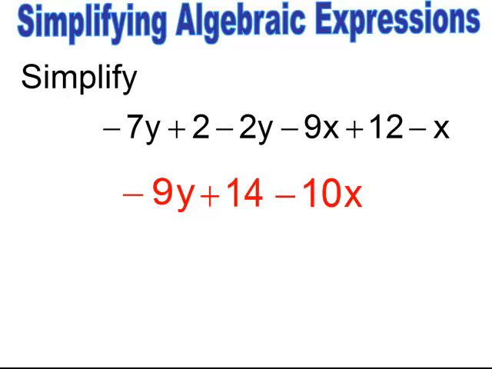And again, the order doesn't matter in the way that you write your solution. You could have a negative 10x minus 9y plus 14. I just go normally in the order in which I see the variables. But the order doesn't matter as long as you have the right coefficients and the right constant in your solution.